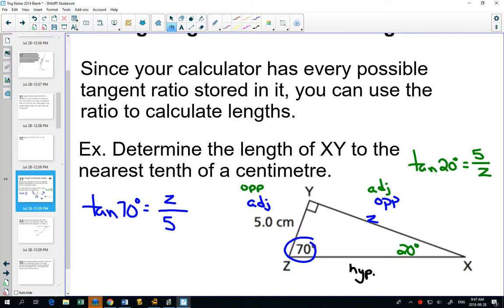So if we want to figure out what z is, our job with algebra is, can I do things to this equation to get z all by itself? Right now, z is divided by 5. What's the opposite of dividing by 5? Multiplying by 5. If I multiply both sides by 5, well, these 5s simplify away. And now I get z equals 5 tan 70.